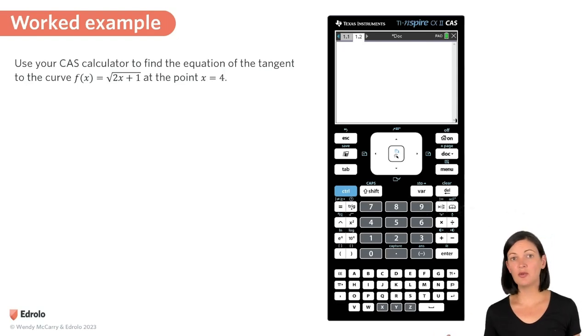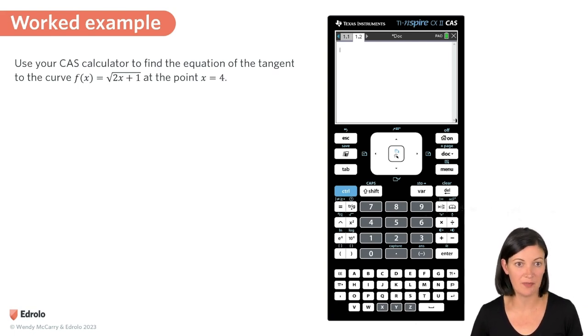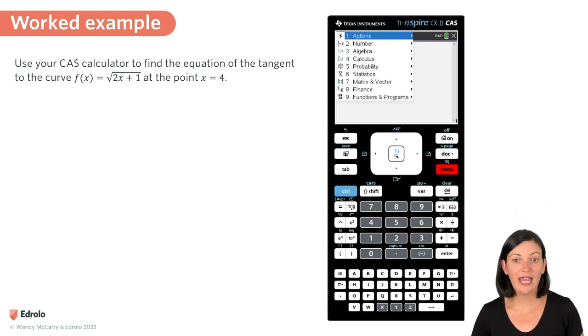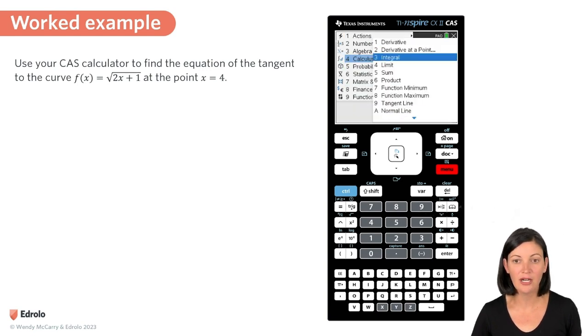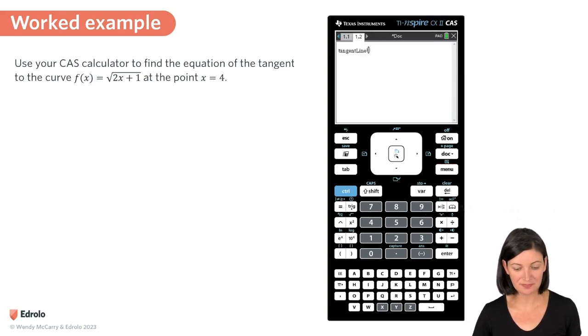Again, our CAS is going to be really, really helpful here. If we're on a tech-enabled paper, we can just use our CAS calculator to find the equation of the tangent line. So we're going to look at that same example that we just did, but we're going to see how quick and easy it is to do on our calculators. So again, we're going to go into our menu, our calculus menu, so number 4, and then we're going to go all the way down to number 9, which says tangent line.